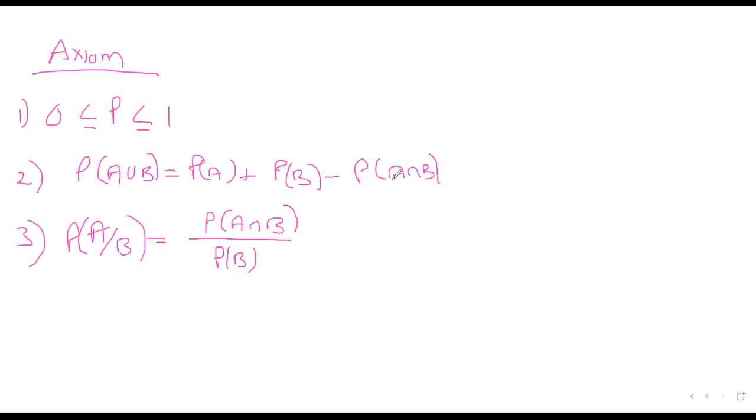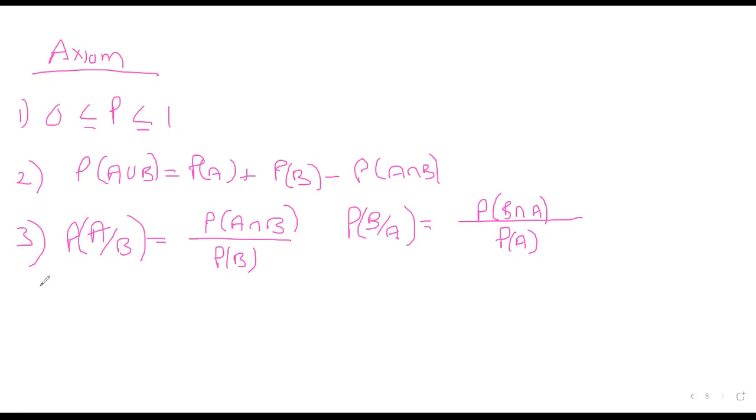Suppose you had the other way around, B given A. How do we expand this? A will go down, right? Then on top, we're going to have B intersection A. Exactly.